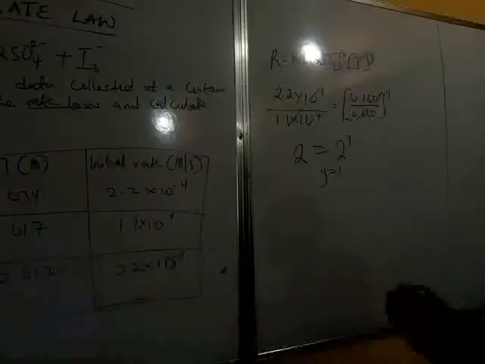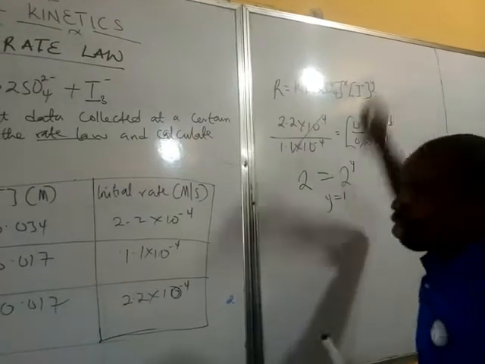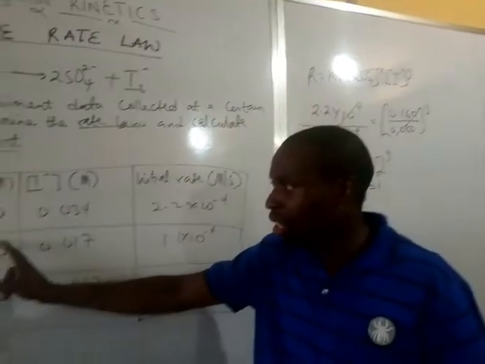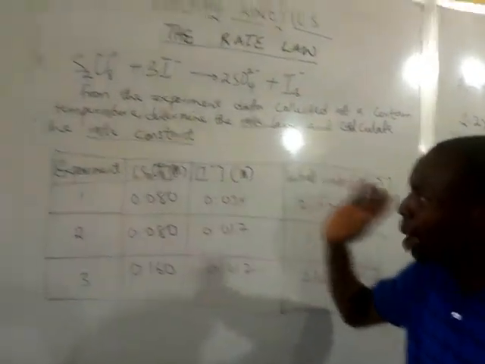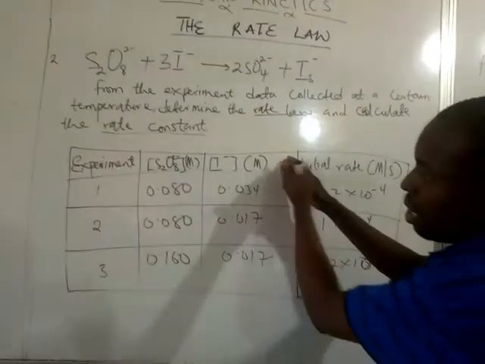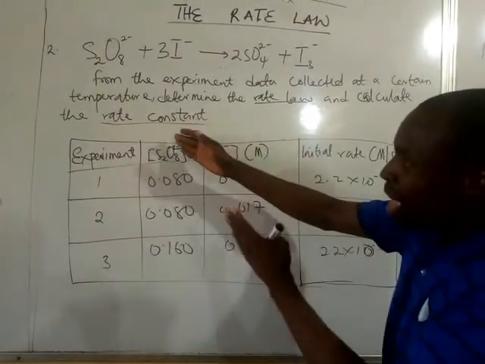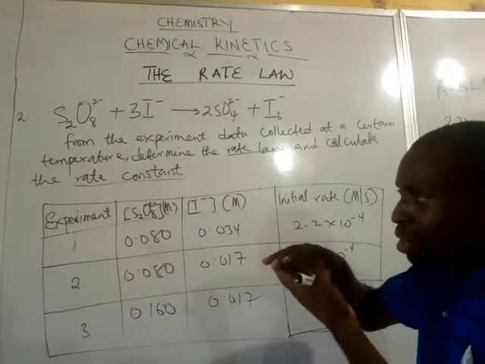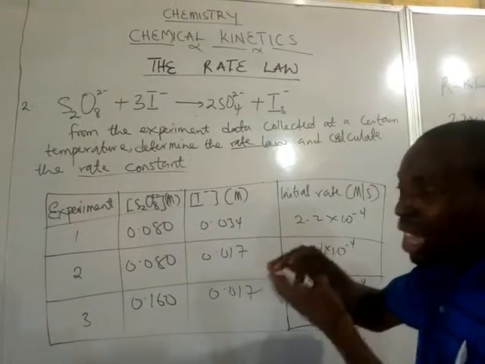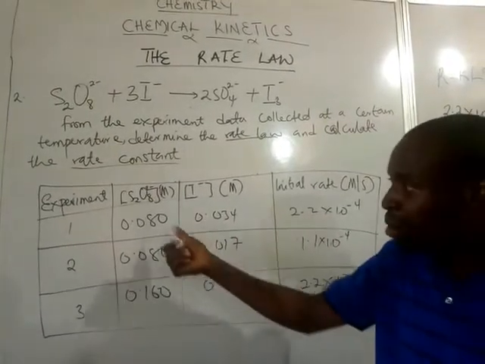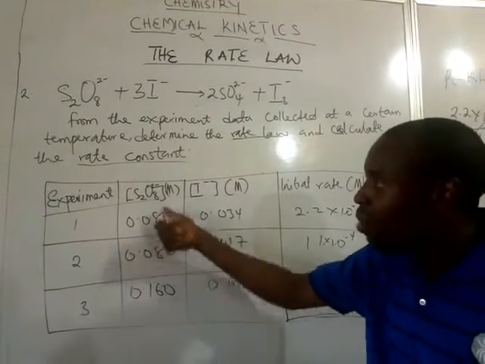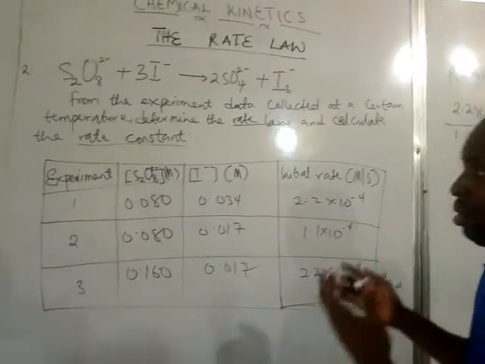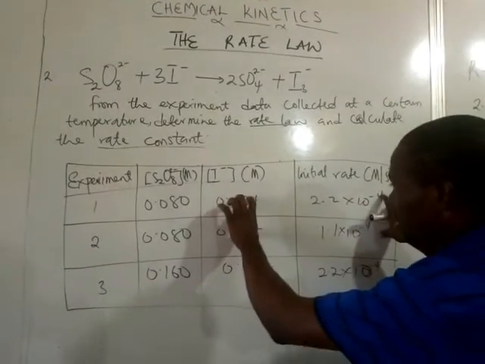Now next again is to get the order of the other reactant, which is the iodide ion. So you check again in this reaction, at what point am I to get this? At which point are they the same, either at experiments 1 and 2? You observe that it is experiment 2 and 1, which at the end of the day will both cancel out. So what do you do? You relate this and this.